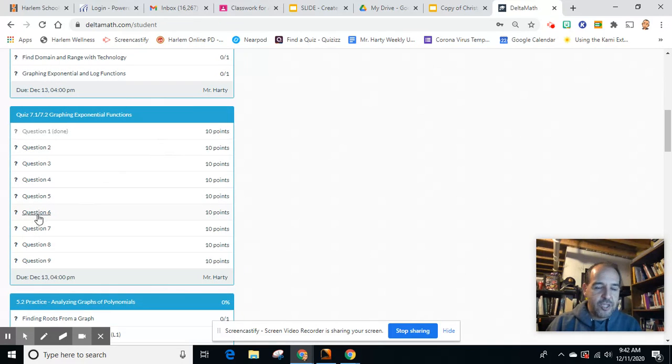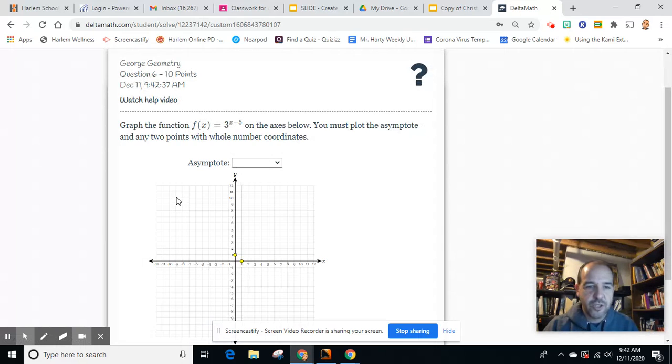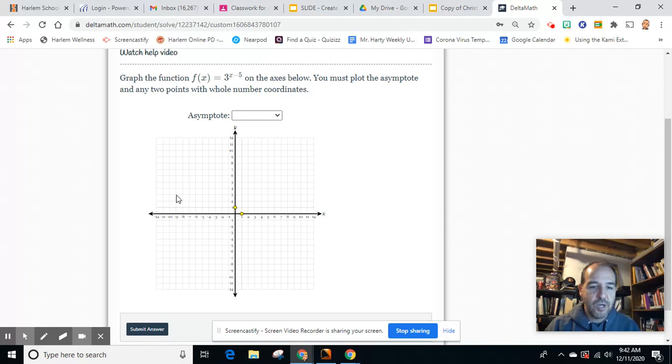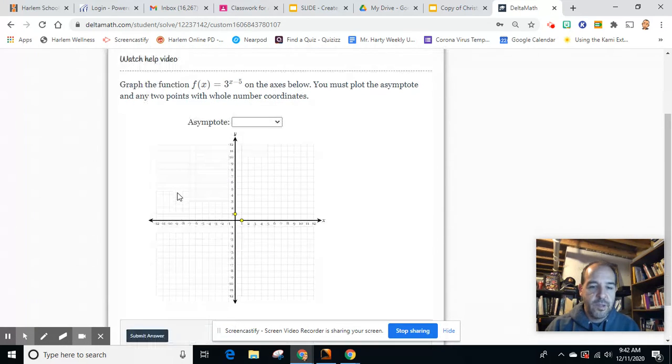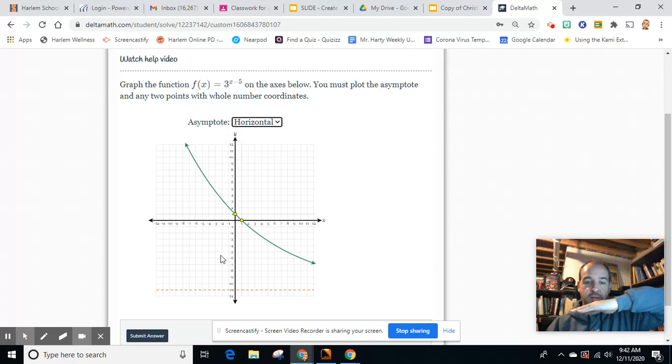So we're going to go back. We're going to jump down a little ways here. I think it's question 6 where these start changing up. Yep. Okay, graph this function. You must plot the asymptote and any 2 points. Okay, so first things first. My asymptote, again, on all of these is going to be what? Horizontal. Okay, so here's my asymptote. Where's it going to be?